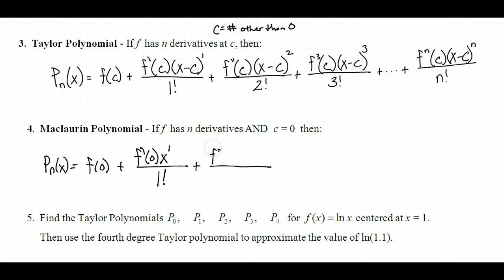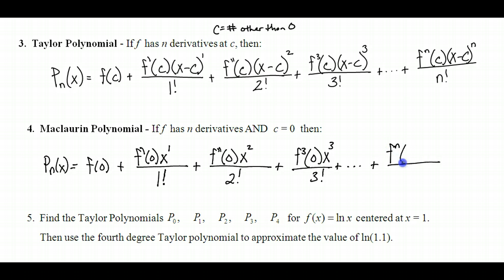Plus, take the second derivative of your original function, plug in a 0. All right, then that would be x squared, so this is my second degree polynomial, divided by 2 factorial. Plus, take the third derivative of my function, plug in a 0. That's a coefficient, x cubed, divided by 3 factorial. And you could have an nth degree polynomial.